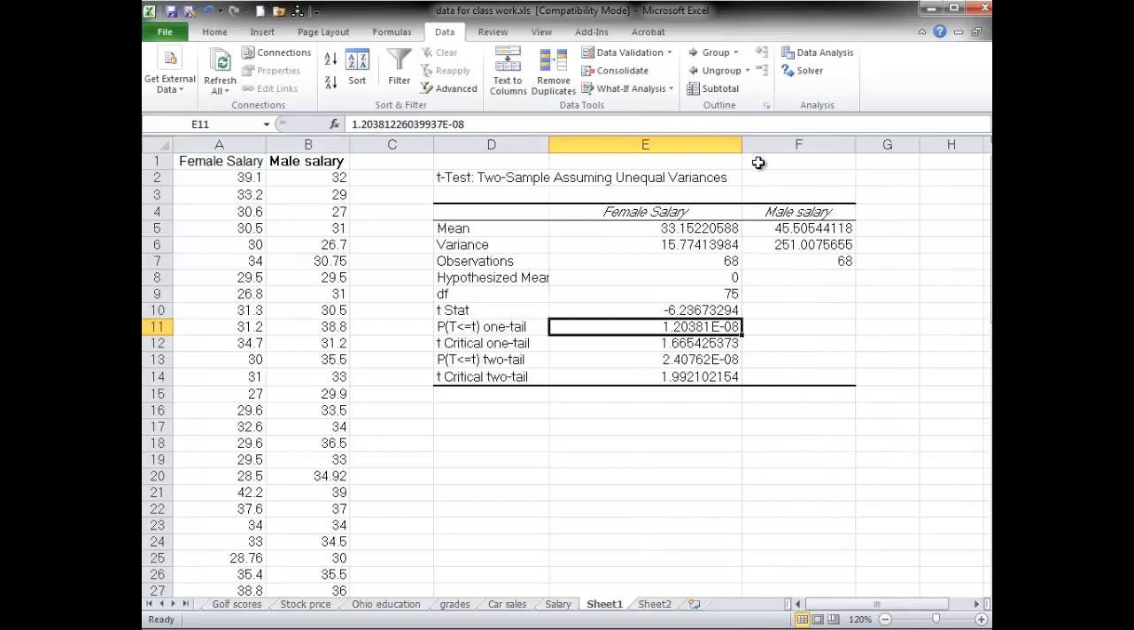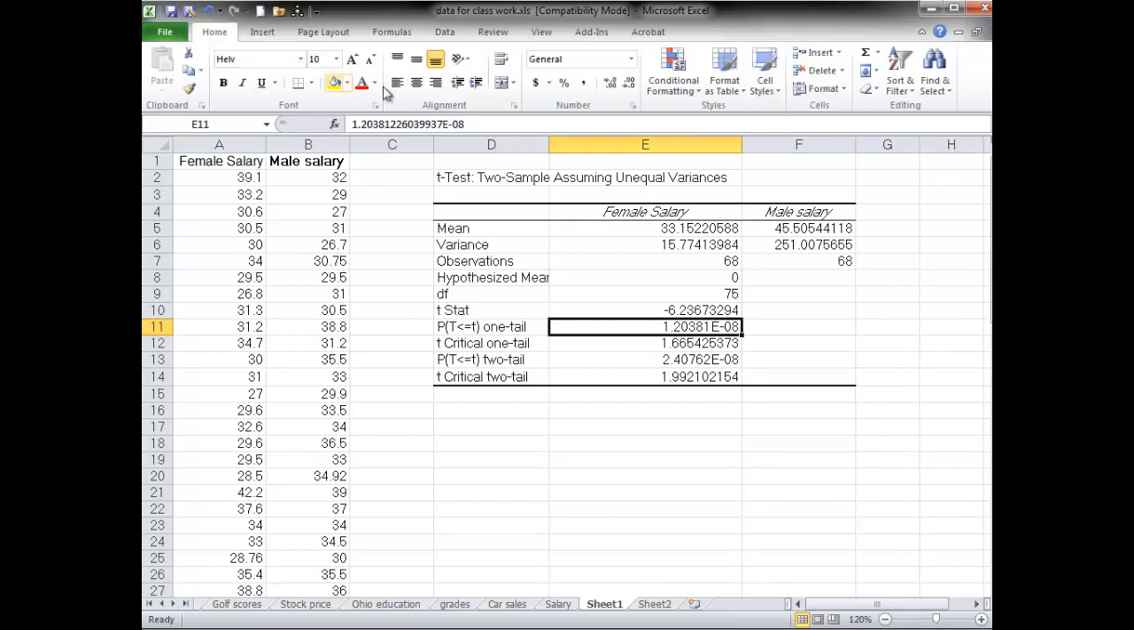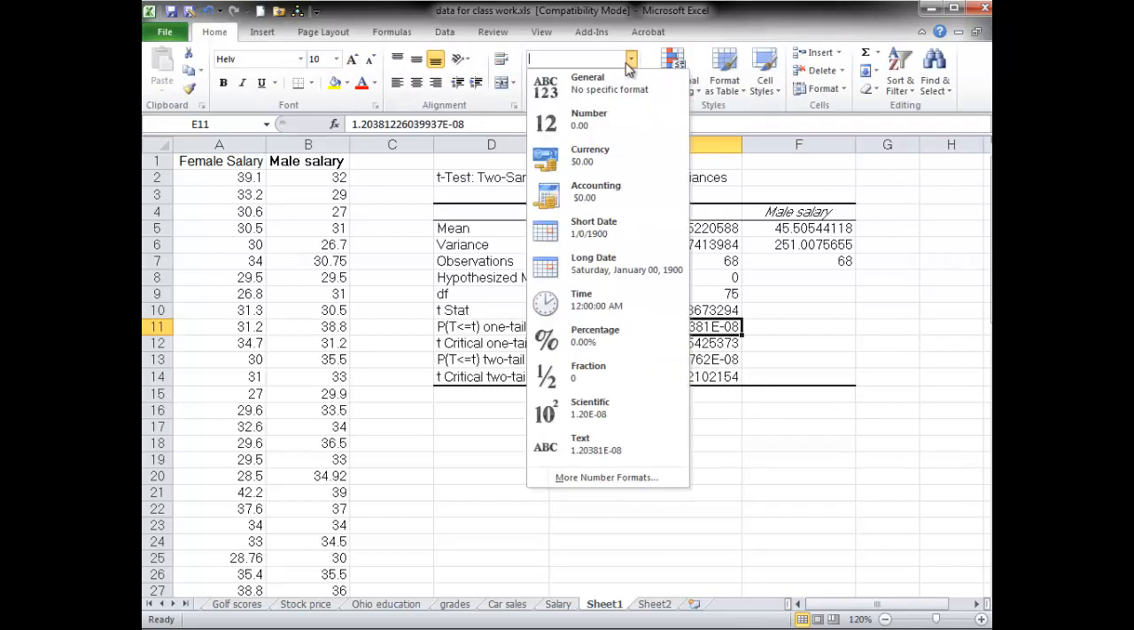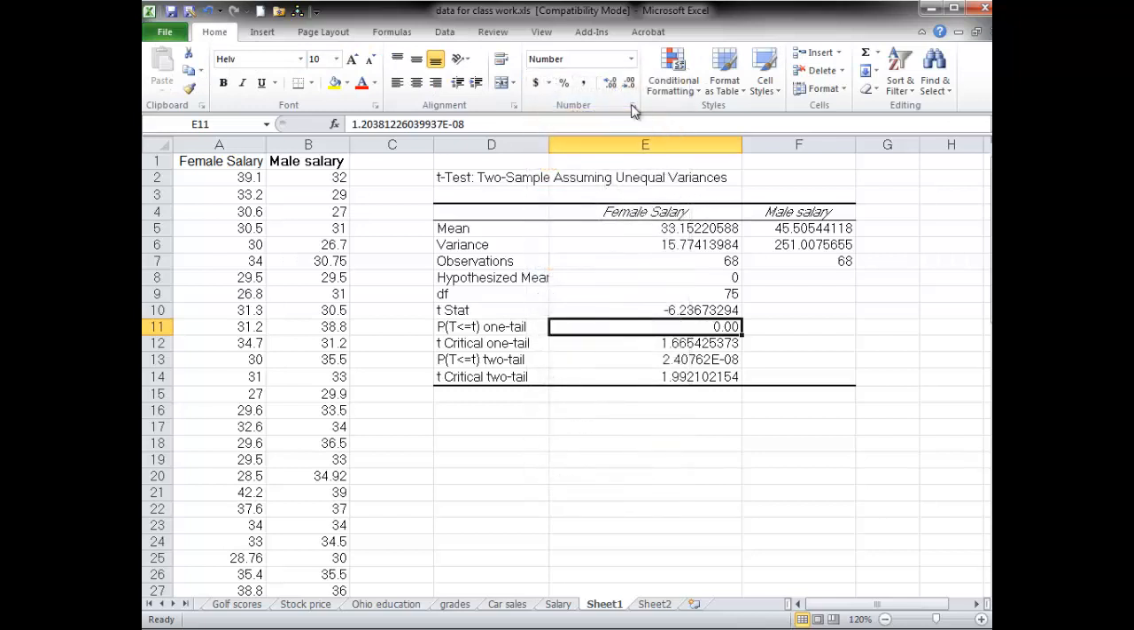If you want Excel to actually put down the zeros, you can force it. You can say, I want to have a number there, and you would have to increase the decimal points before you actually see the number. There you go. So the e minus 08 is just a shorthand way of writing a very, very small number.